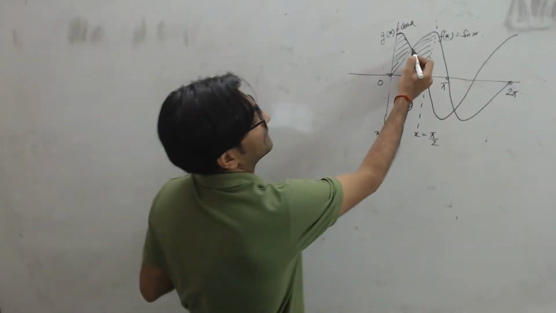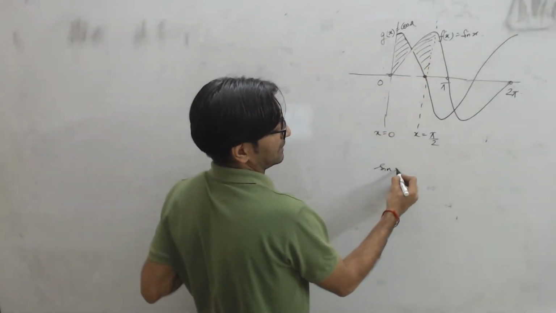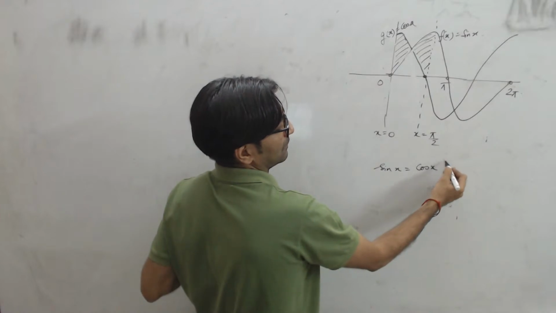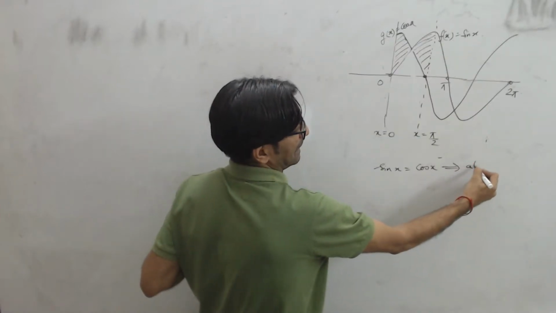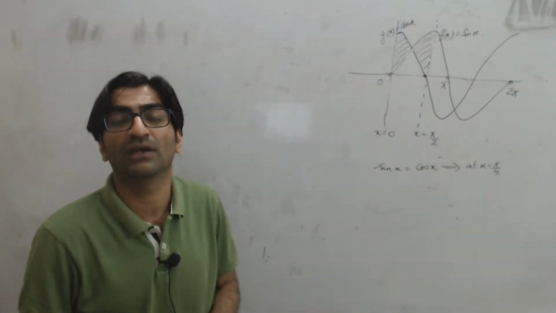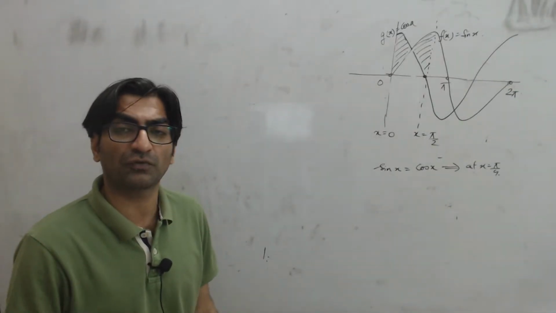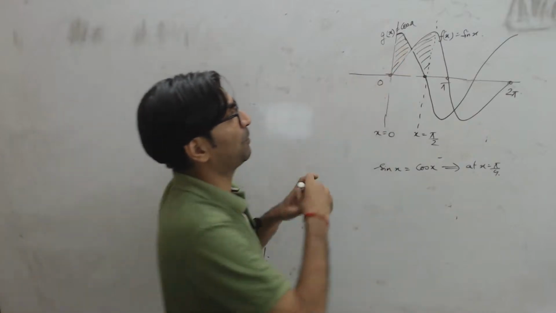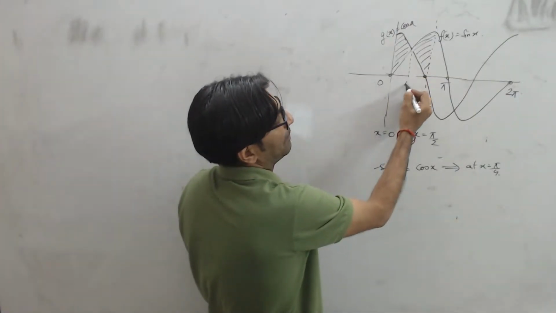So, and where does this happen? When is sin x equal to cos x? The trick is to know that this happens at x equal to pi by 4, right? Sin pi by 4, sin 45 is 1 by root 2. So is cos 45, right? So this point will then be pi by 4.